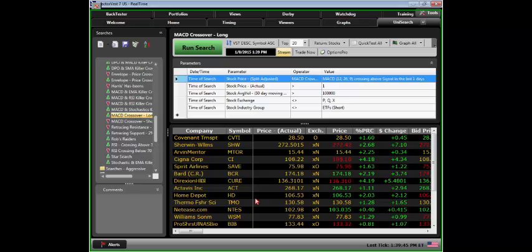You can run these searches any time of the day, especially if I'm logged into our real-time. So this is actually real-time data. We also have subscription levels that are intraday, which is a 15-minute delay, or an end-of-day service. You can run these anytime you want. You can run any day you want. But let me say this.